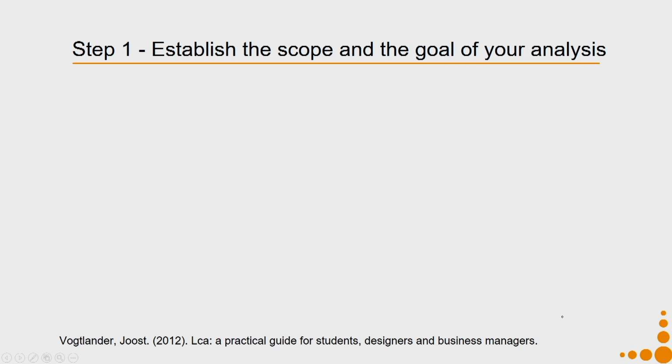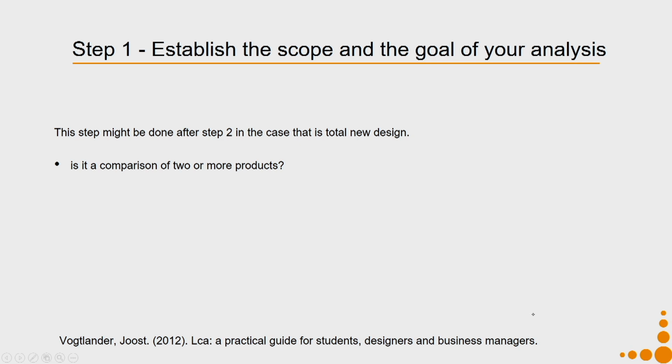So, let us see how we establish the scope and goal of our analysis. This step might be done after step 2 in case it is a totally new design. When we are trying to establish the scope and goal of our analysis, our approach can be either we want to compare 2 or more products. When you get the eco cost or the carbon footprint of a product, that information per se makes no sense until and unless you compare it with other products.